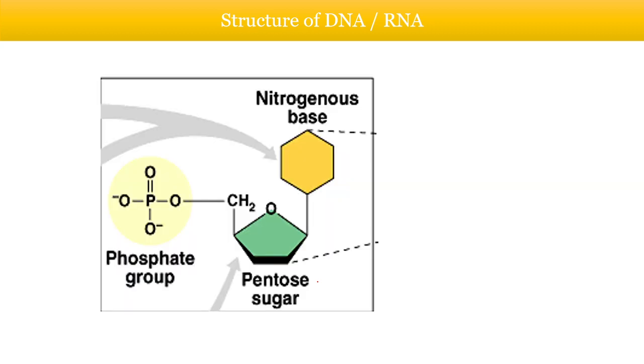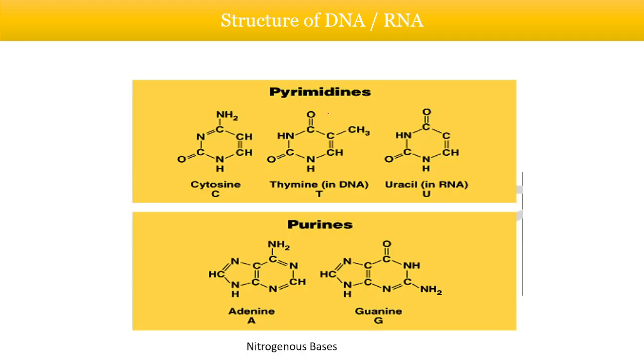Okay, so now talking about the nitrogenous bases, we already know that the different nitrogenous bases include adenine, cytosine, thymine, uracil, then you have guanine. So there are 5 nitrogenous bases, 4 for DNA and 4 for RNA, where only uracil and thymine differ in RNA and DNA respectively.